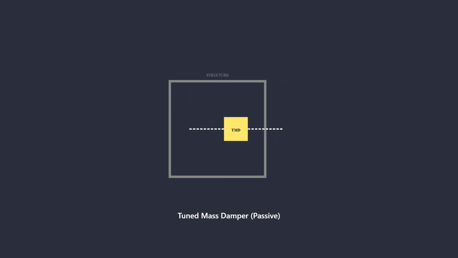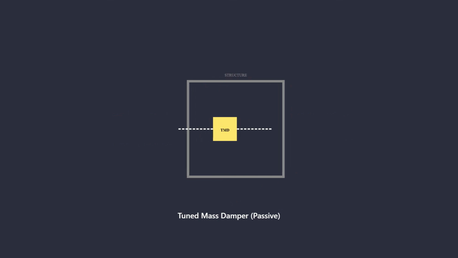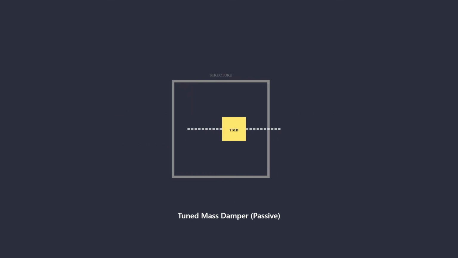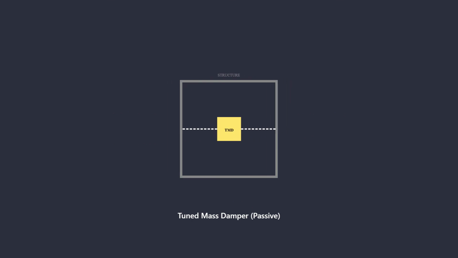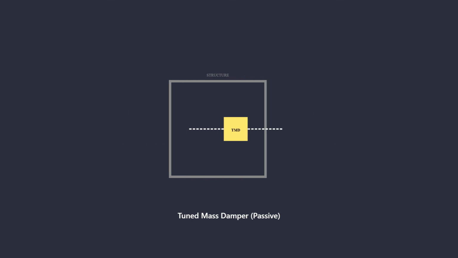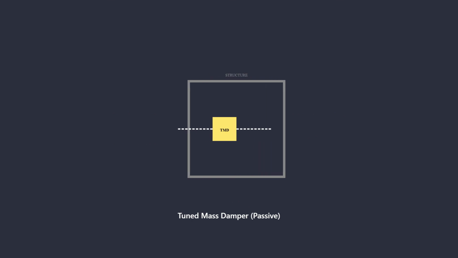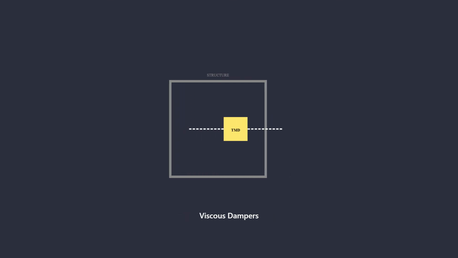Structural damping systems dissipate vibrational energy, protecting the structure from excessive dynamic loads. Passive systems include tuned mass dampers or TMDs, which consist of large masses precisely tuned to match the structure's specific natural frequency. When the structure vibrates, the TMD oscillates out of phase, counteracting the resonant motion.